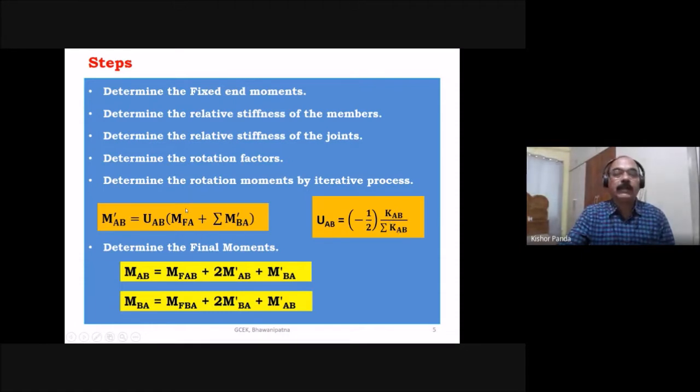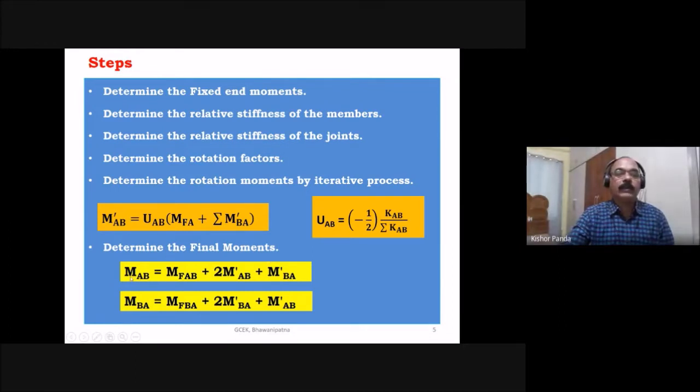After getting similar values in two consecutive cycles, you can stop the rotational moment iteration. Then you can find the final moment. The last value from the last cycle is the rotational moment you take for calculation of the final moment.